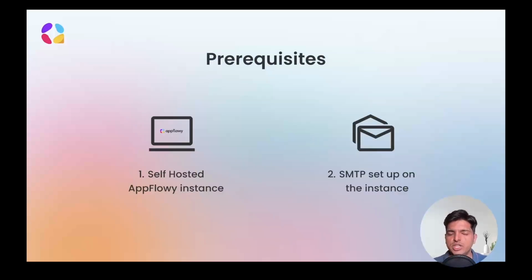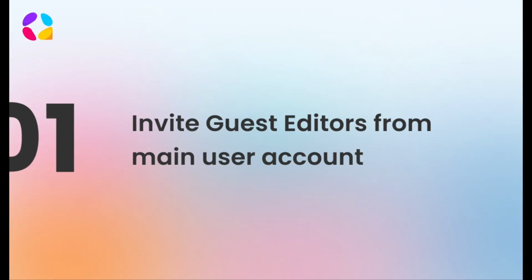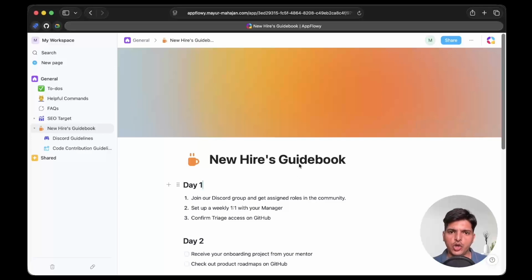To set it up, you need two things. You need a self-hosted AppFlowy instance, and you need SMTP configured on your self-hosted instance. The first thing is that you need to be on your main account. Now I am on the self-hosted free plan, and inside the self-hosted free plan, you can invite up to 3 guest editors on your AppFlowy. You can invite them for any page, and that page can contain sub pages. As you can see here in the hierarchy, there's this page and then there are 2 sub pages as well.